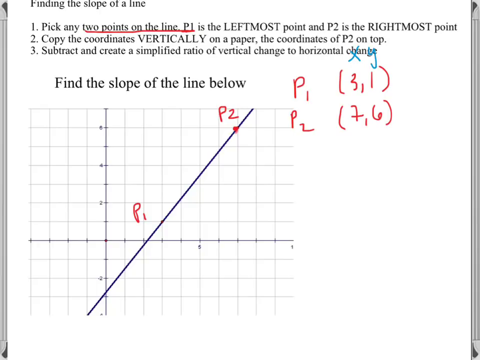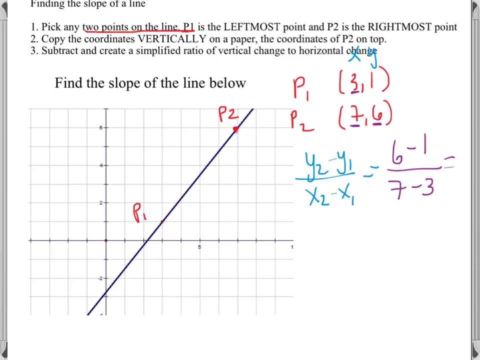And subtract and create a simplified ratio. So you're trying to do y2 minus y1 over x2 minus x1. Okay, y2 is the y coordinate of the second point, so it's actually this one, that's the y coordinate of the second point, so it's 6 minus 1, okay, and then x2 is 7, and x sub 1 is 3, so 6 minus 1 is 5, and 7 minus 3 is 2, and that is a simplified ratio. So the slope, or m, is equal to 5/2.